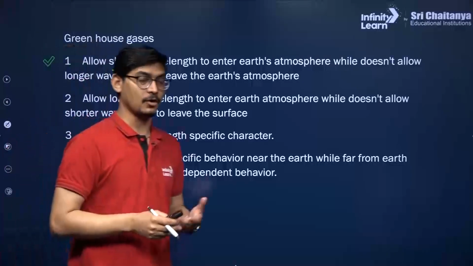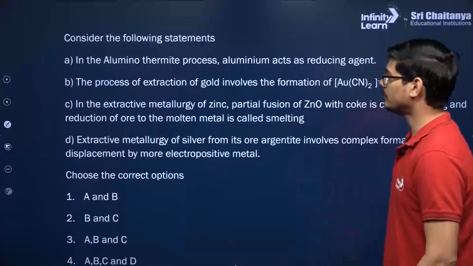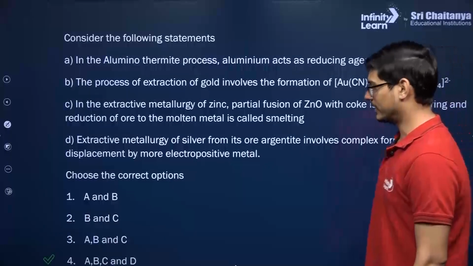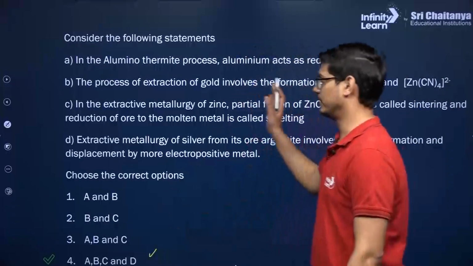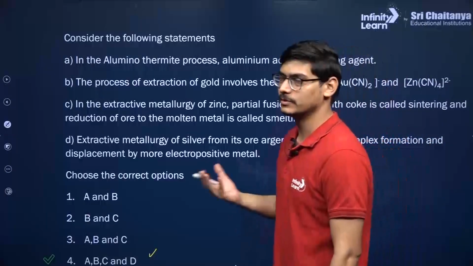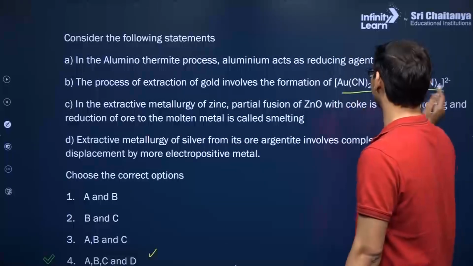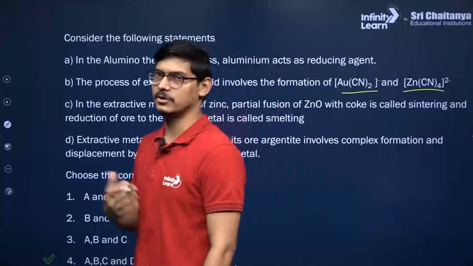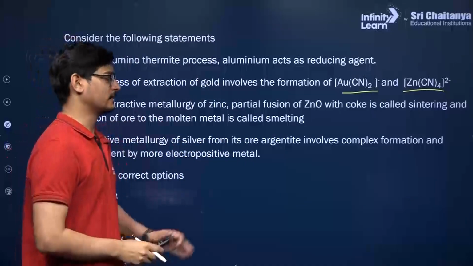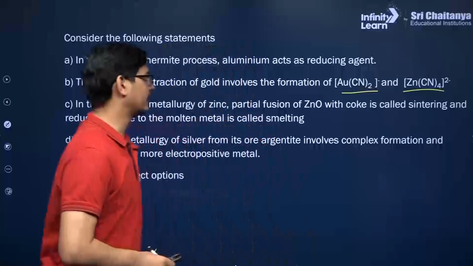Yes, infrared has longer wavelength as compared to visible radiation, so that is the correct answer. In the following process, the correct statements are, all of these are correct statements. Aluminum powder acts as reducing agent, yes, it undergoes oxidation and reduces the metal oxide. The process of extraction of gold involves the formation of this and this complex, yes. Gold dissolves to form Au(CN)2- and it is subsequently displaced by zinc, which forms Zn(CN)4 2-.